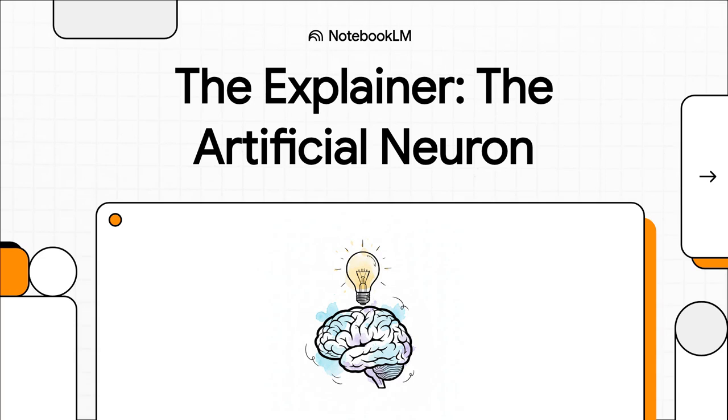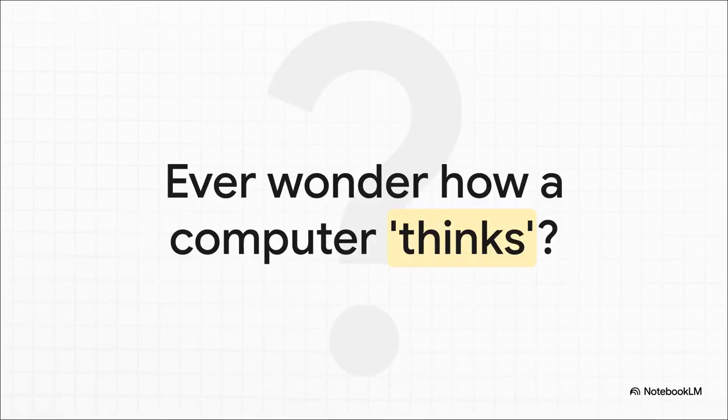Hello and welcome. Today we are pulling back the curtain on artificial intelligence to look at its most fundamental building block. We're talking about the single, tiny engine that powers, well, pretty much everything. It's a question that sounds like it's straight out of a sci-fi movie, right? How on earth can a machine actually learn or make a decision? Well, you might be surprised to find out that the answer isn't some huge, complicated secret. It actually starts incredibly small.